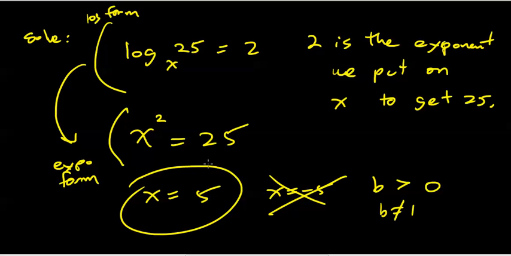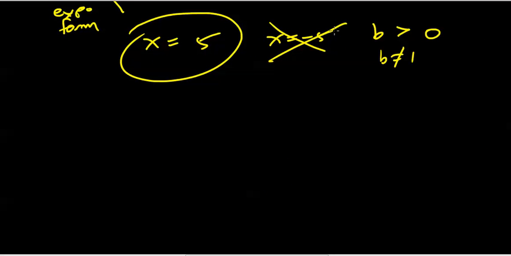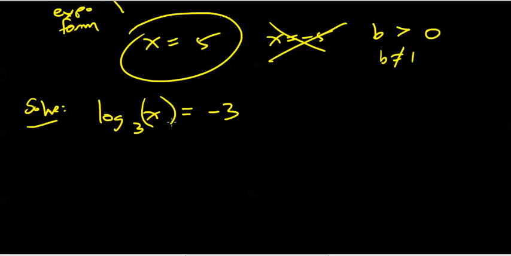That last example was with the variable in the base slot. Let's try something else here. Let's say I ask you to solve this equation: the log of x base 3 equals minus 3. We're asking, the logarithm of what number base 3 is minus 3?